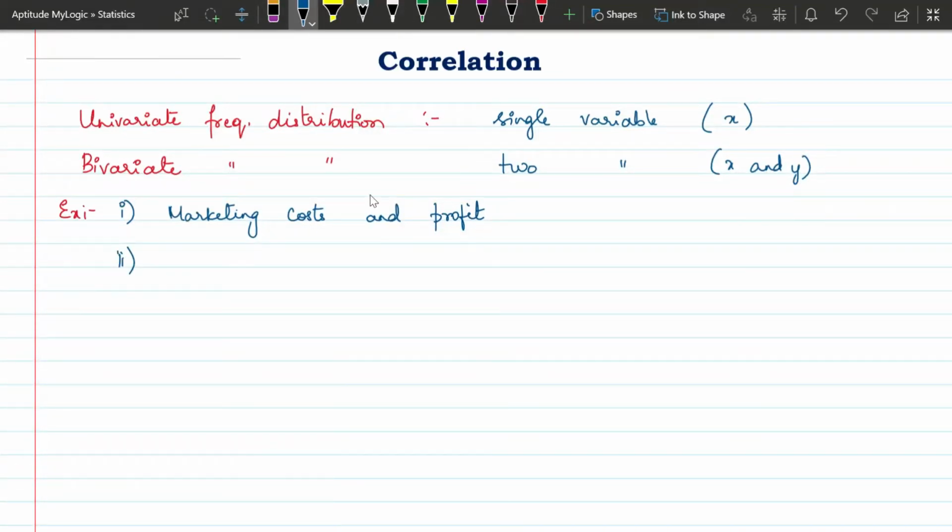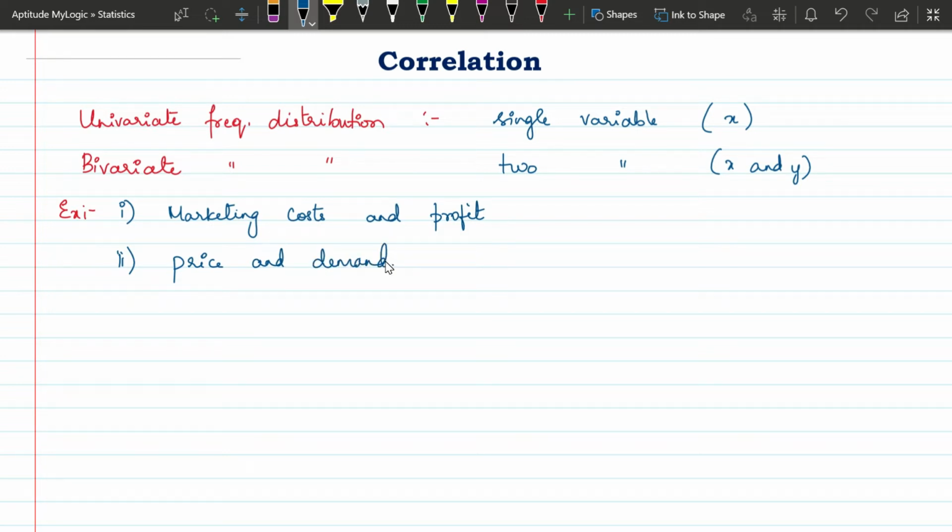Here these are measurable variables. I can measure how much money I'm spending on marketing cost, which I can take as x, and that will affect profit. And this is one of the examples. Another example is price and demand of an item, price and demand of a product.